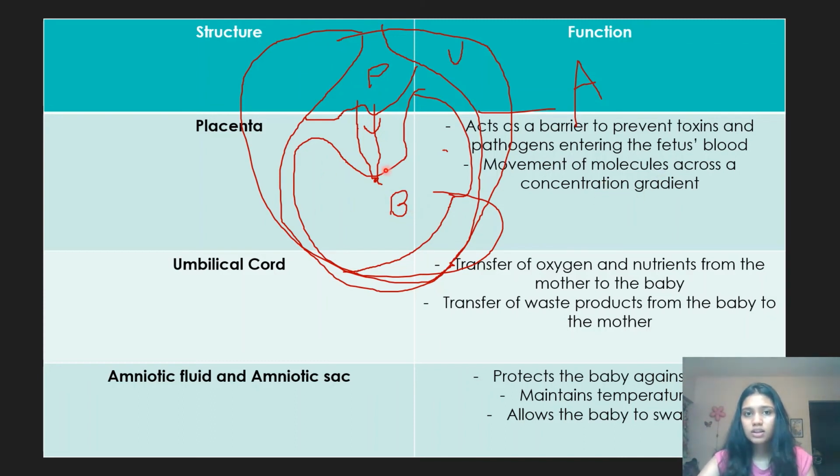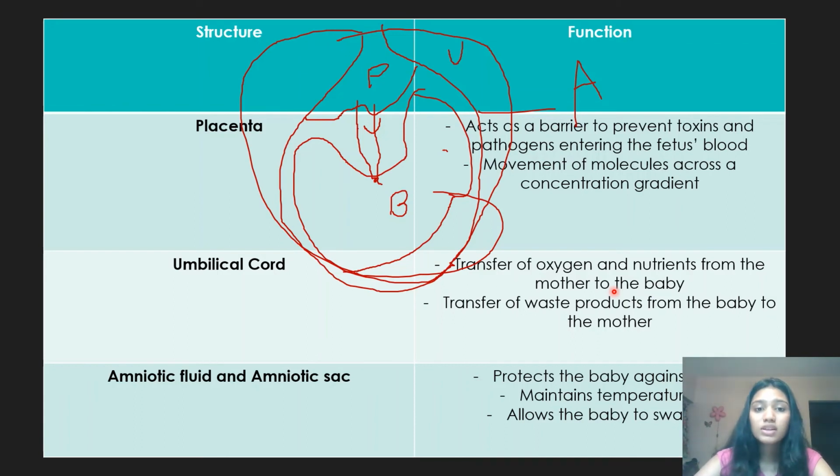Then the umbilical cord, which is this extension, helps to transfer oxygen and nutrients from the mother to the baby. It is basically the connection between the placenta and the baby. It's like that link, the bridge. And it also helps transfer waste products. Just remember all of these are, by the way, in your mark schemes and syllabus. So I'd say please remember this. It helps to transfer oxygen and nutrients from the mother to the baby and transfer waste products from the baby to the mother.